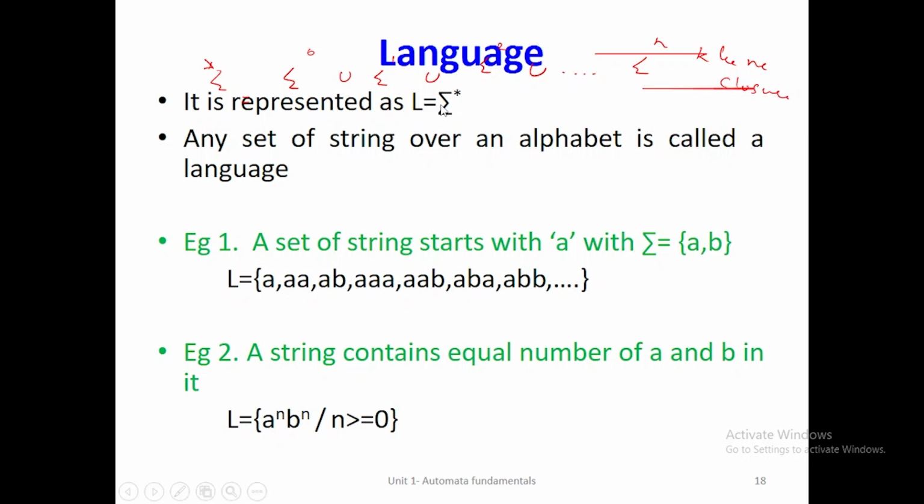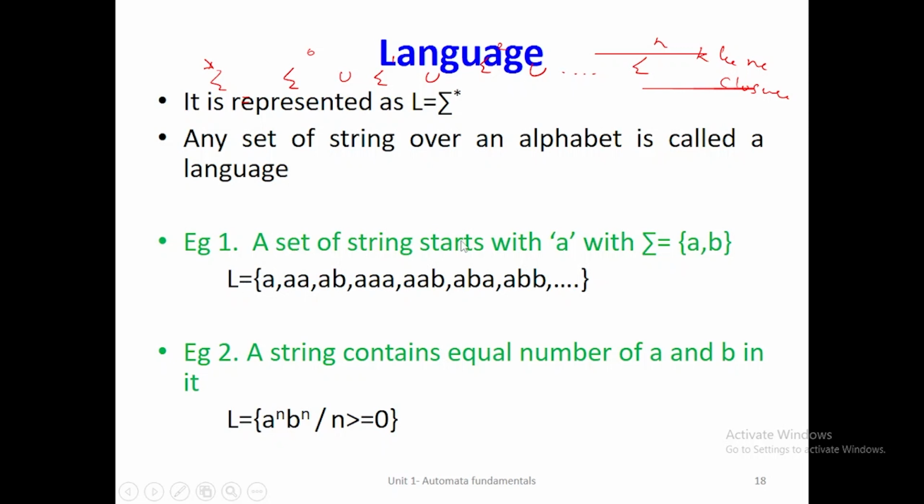L is a language which contains a set of strings from 0 length, 1 length, 2 length strings to infinite length strings. So any set of strings over an alphabet is called a language. How can we form a language for the given notations? For example, the alphabet is sigma equal to A and B. How to frame a language? Language means L is equal to sigma star.